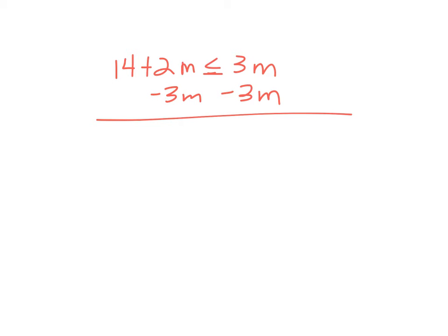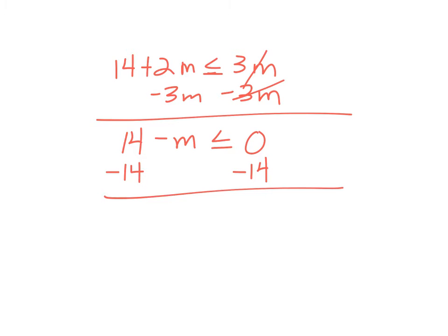Now again, I did not multiply or divide both sides by a negative. I subtracted 3m from both sides. So I don't need to change an inequality sign yet. So 14, 2m minus 3m is negative 1m or minus m, less than or equal to, and everything cancels over here and I get a 0. I'll subtract 14 from both sides. And I'll have negative m is less than or equal to negative 14.